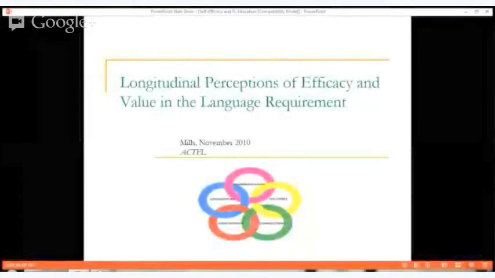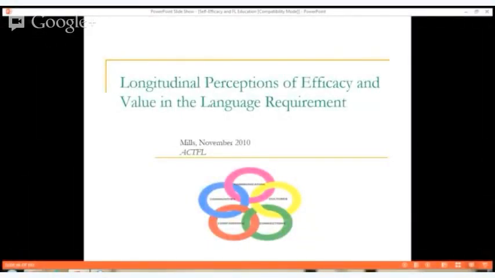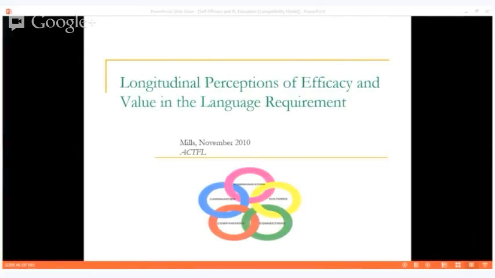So I studied 2 things. The first was longitudinal perceptions of perceived value. What did they perceive as valuable in terms of the standards of foreign language learning? What did they want to learn? That was the first question. And did that change throughout the language requirement? The second question that I had was, are their perceptions of efficacy in culture, their understanding of cultural products, and their ability to communicate on an interpersonal level, did that evolve? And if not, why not? And if it did, why? These were the main questions that I had.